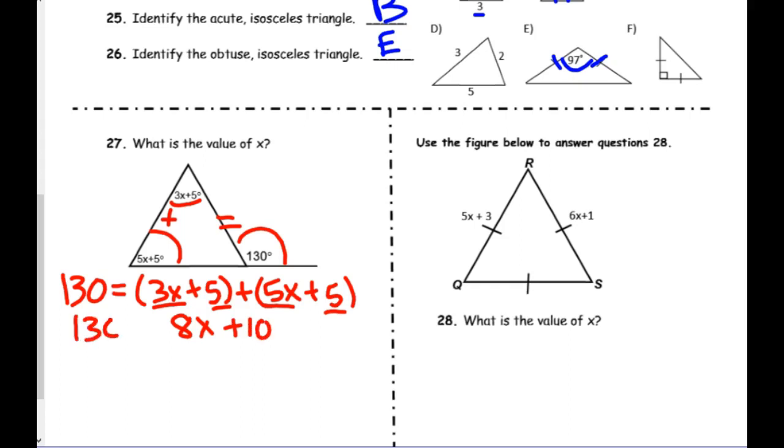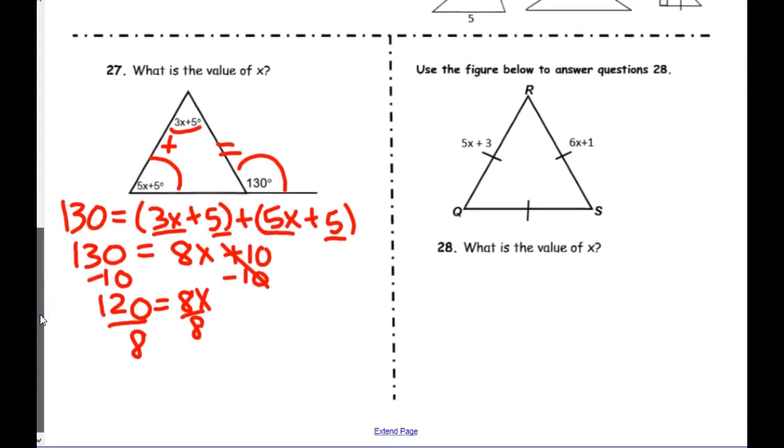Bring down 130 equals. And get rid of that loner. Minus 10, minus 10. 120 equals 8x. And then we divide by 8. 120 divided by 8 is 15.